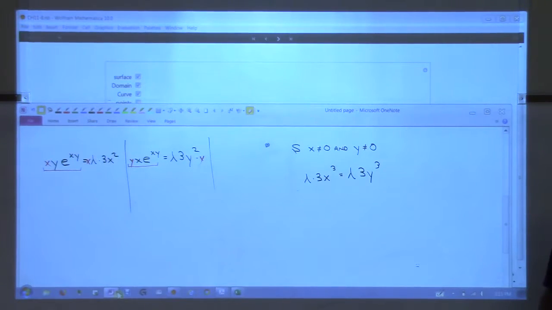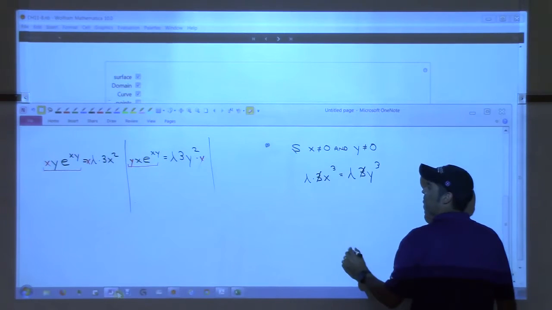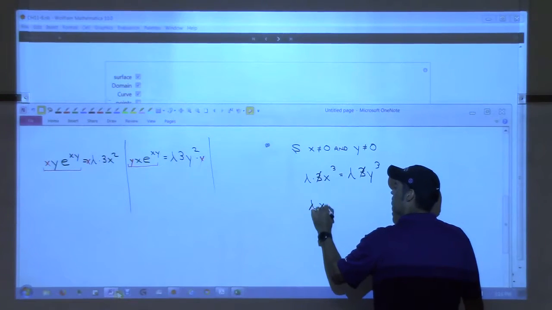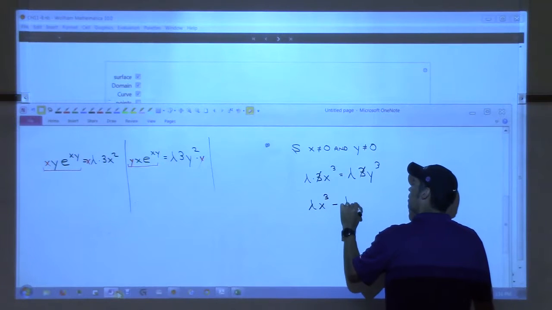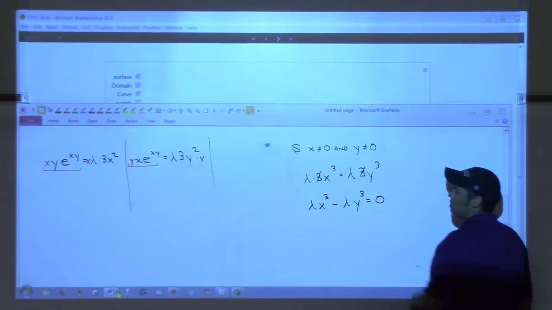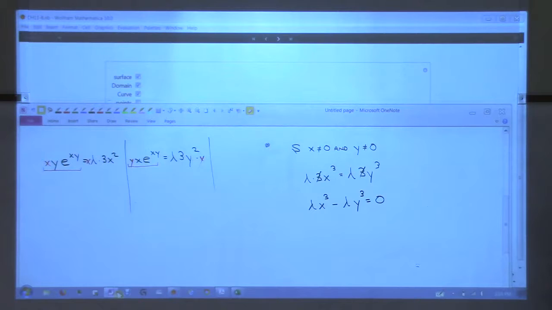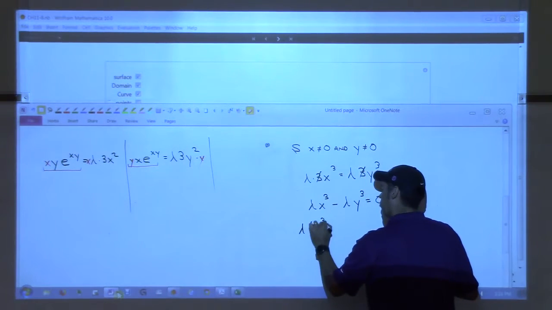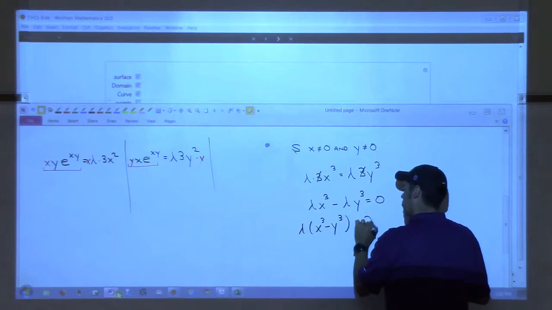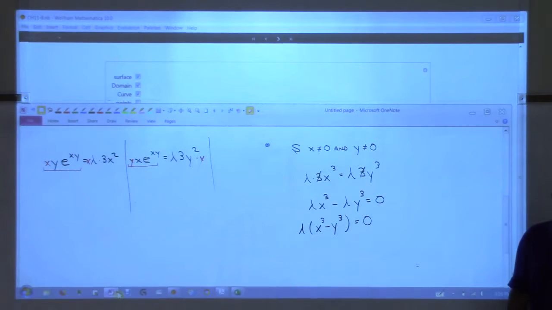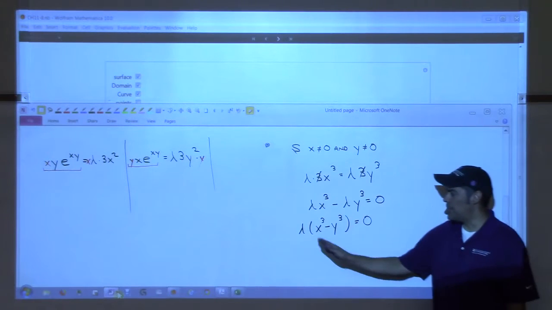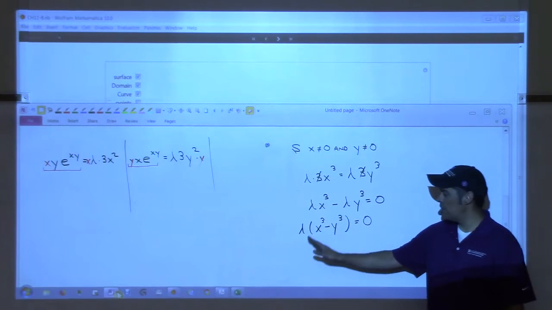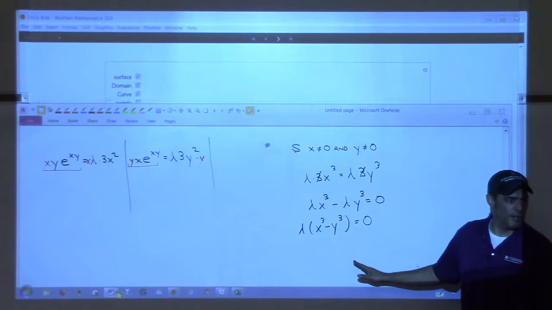Follow that? Now, I know you may be tempted at this point to just divide through by lambda, but I'm not going to do that. I'm going to kill the 3. I'm going to move everything to one side. All right, agree with that? Pull a lambda. And that's pretty much it at this point. So this means either lambda is zero, right, or x equals y.